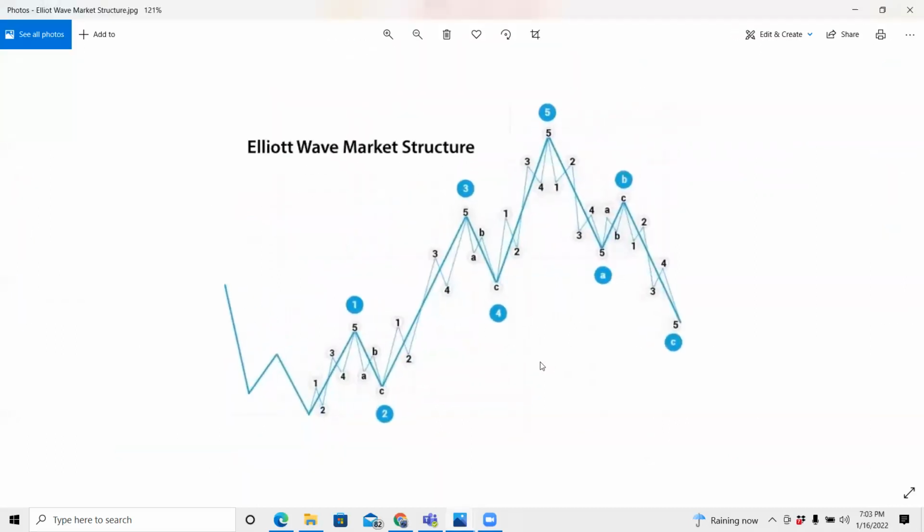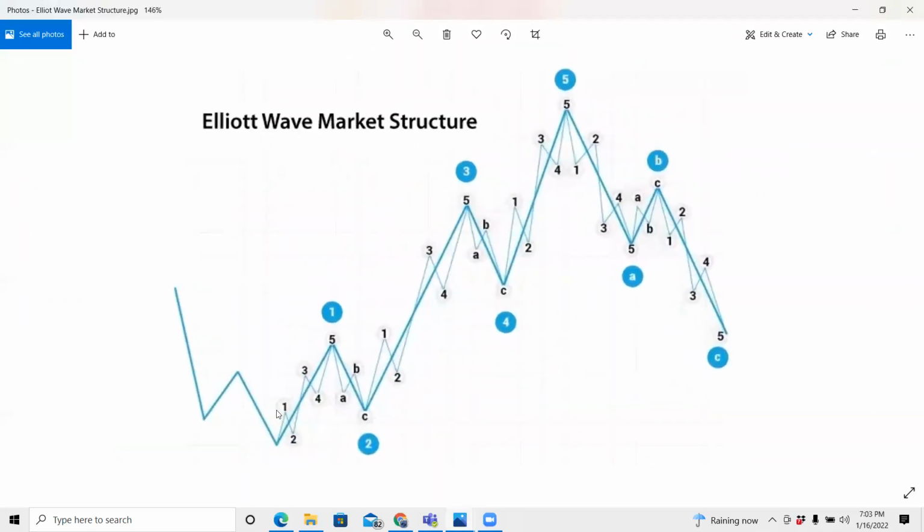This is the typical structure that we're going to find. So you're going to see 1, 2, 3, 4, 5. That's going to be 1. A, B, C correction is 2. Then we have 1, 2, 3, 4, 5 is 3. A, B, C correction is 4. 1, 2, 3, 4, 5 completes the Elliott wave. And then it's going to start moving down. 1, 2, 3, 4, 5. A, B, C correction. 1, 2, 3, 4, 5 is C. That's typically how we're going to find this structure, okay?